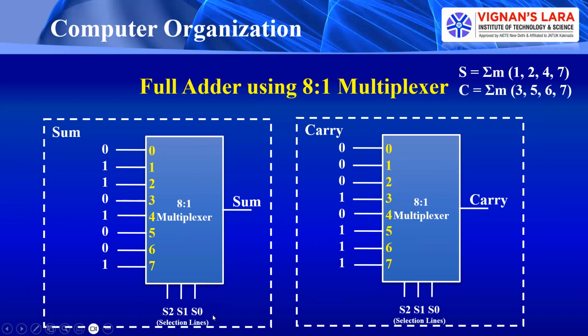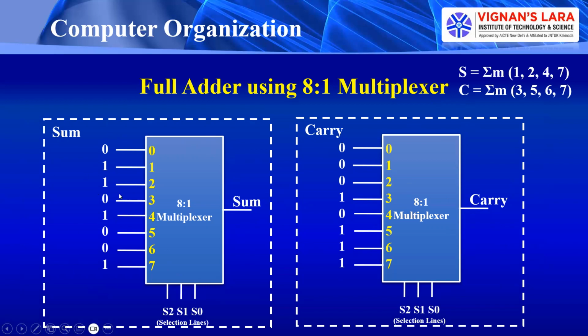The number of selection lines is equal to the number of variables present in the given Boolean function. Here I was implementing a full adder. A full adder has 3 inputs, so my selection lines for the multiplexer are 3 selection lines. Each multiplexer can produce only one output, so one multiplexer can produce the sum output, and another multiplexer can produce the carry output C. See here, friends, these are the 8 by 1 mux.